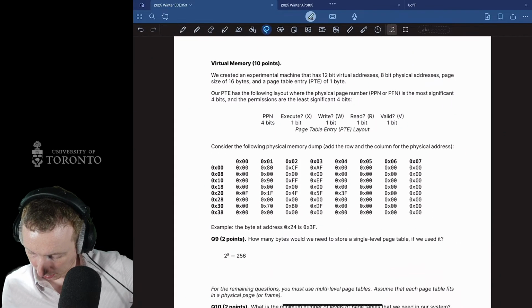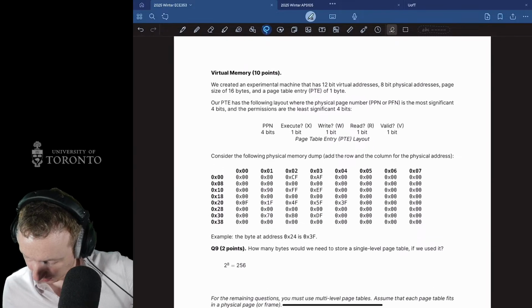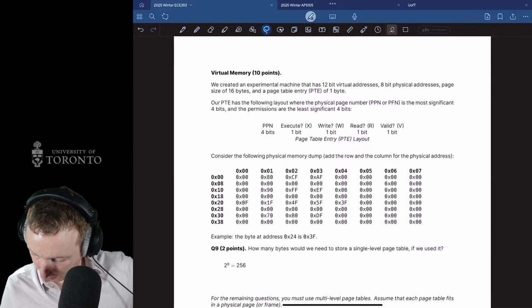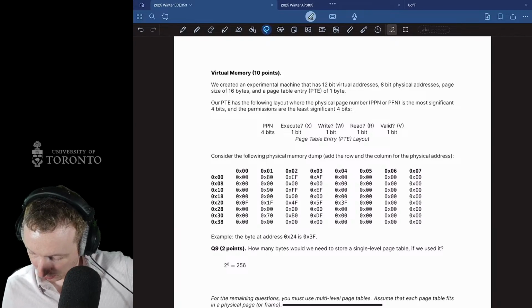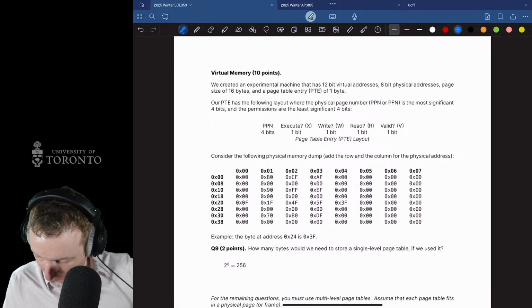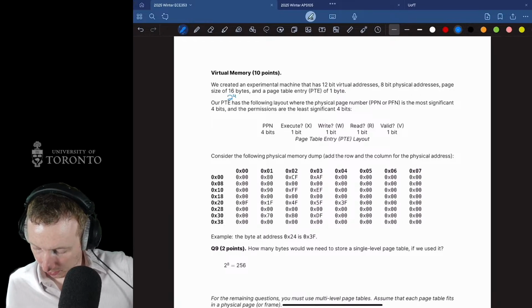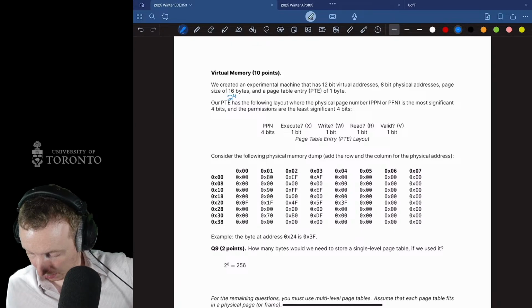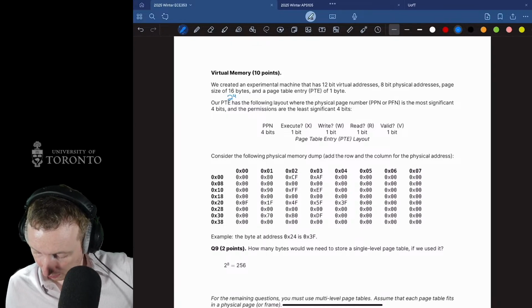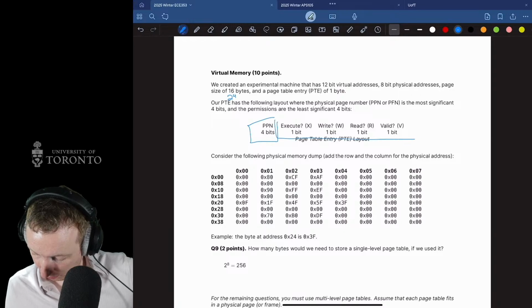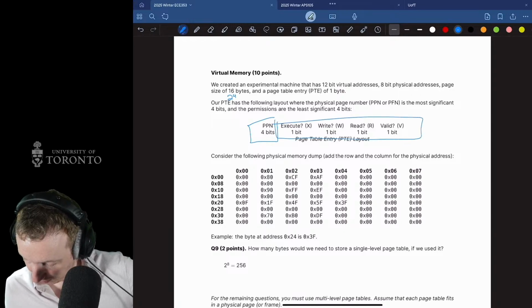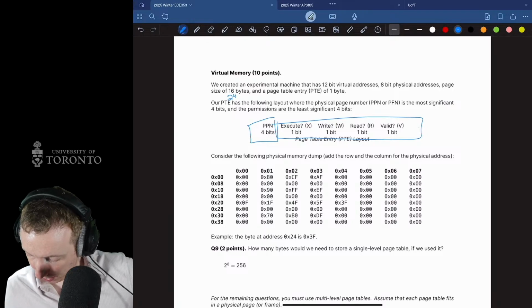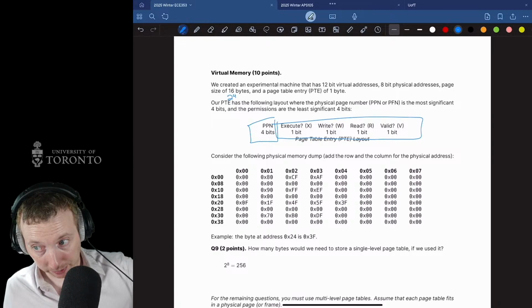There's page replacement. All right, virtual memory. This still looks like the same thing as yours. We have a 12-bit virtual address, 8-bit physical address, page size of 16 bytes. I always like to write out powers of 2, so that is 2 to the 4 bytes, and page table entry of 1 byte. Our page table entry has the following layout, where the physical page number, PPN, or physical frame number is the most significant 4 bits, and the permissions are the least significant 4 bits. Our 1 byte page table entry is 8 bits.